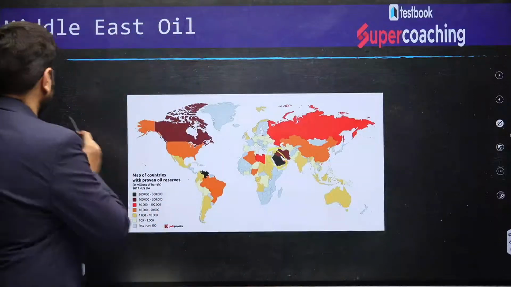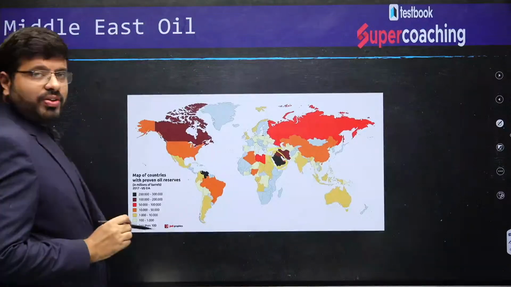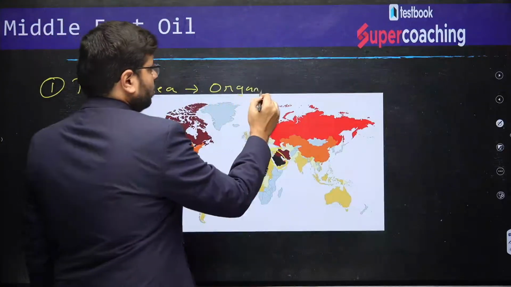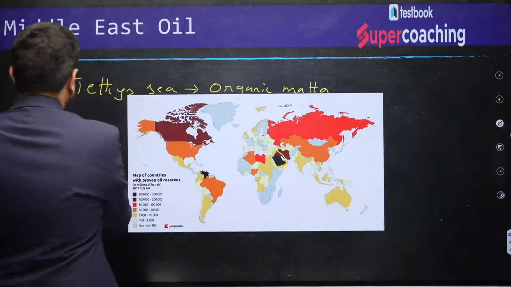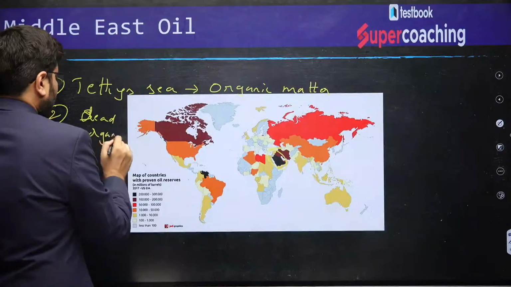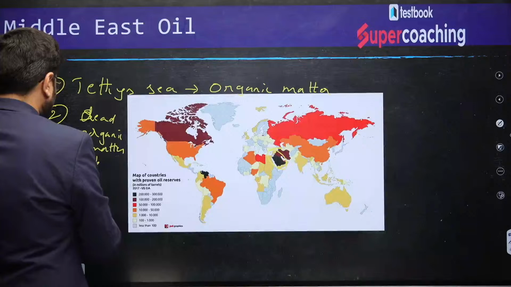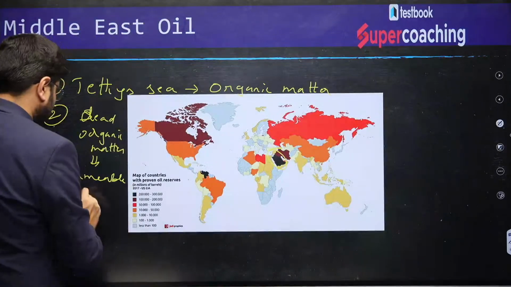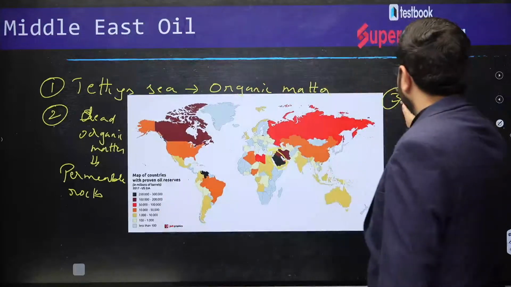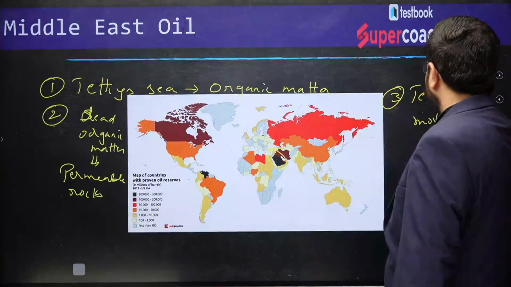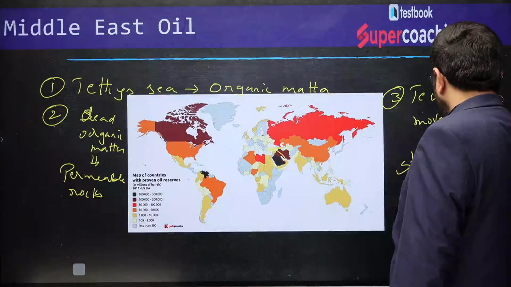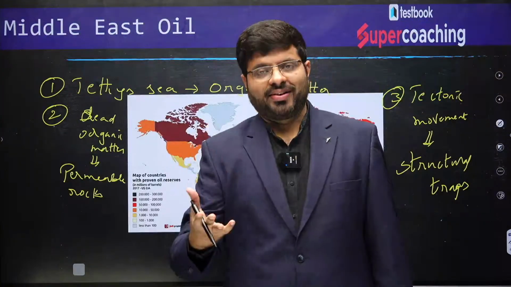What is the order you have? The first thing you need to understand is that it is part of the ancient Tethys Sea. This is the source of organic matter. This organic matter got accumulated as dead organic matter because of the permeable nature of the rocks. These permeable rocks, as they move with tectonic movement, led to the development of what? Structural traps. These structural traps are the ones where you find more oil. That is the key thing.